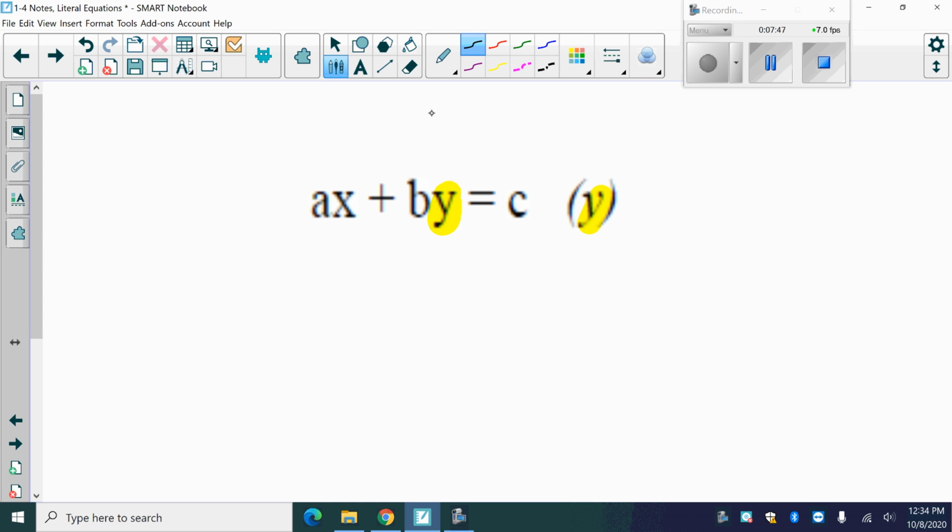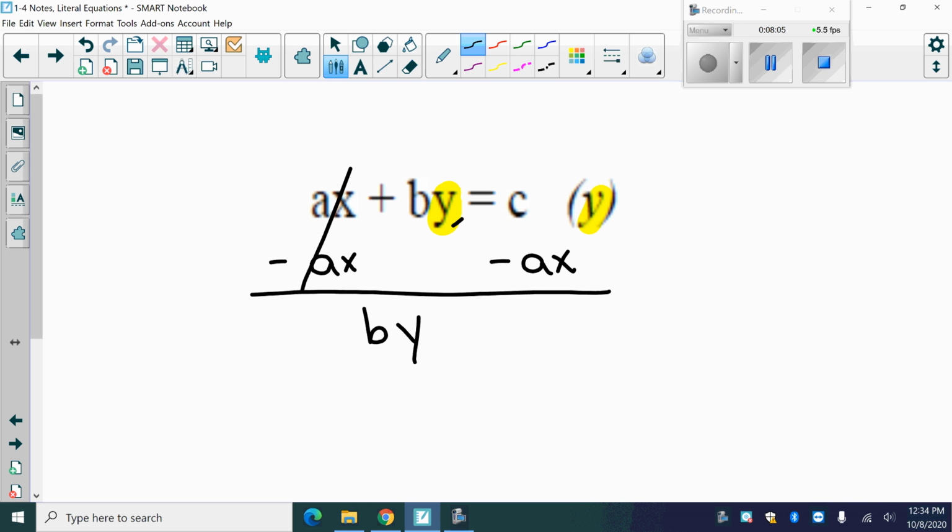Well, since the only thing we can assume to be a variable is y, we want to get the y by itself. This a times x is exactly that. It's just a number. So we're just going to subtract that entire thing from both sides. And I'm left with by equals, and nobody can calculate c minus ax unless you know the values of the variables. So I'm just going to leave it c minus a times x.